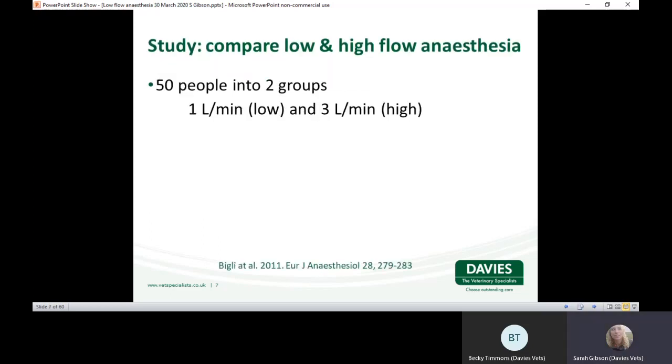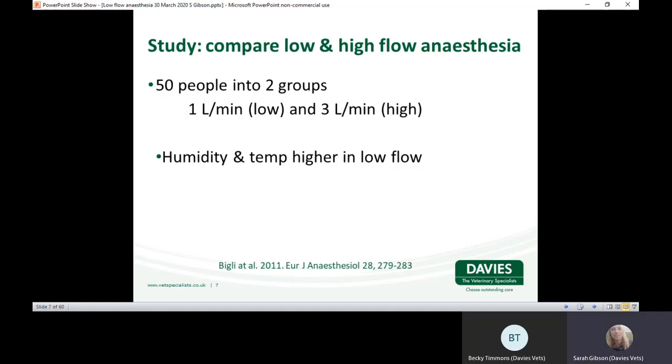To illustrate this with clinical data, a study in 2011 enrolled 50 people. They were split into two groups. One had a fresh gas flow rate of 1 litre a minute, and the other group received a fresh gas flow of 3 litres per minute. Hemodynamic parameters, changes in humidity and temperature of the inspired gases were measured. Mucociliary clearance was also measured.